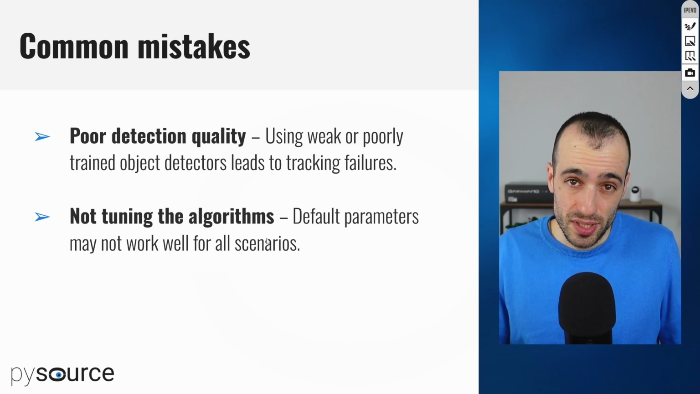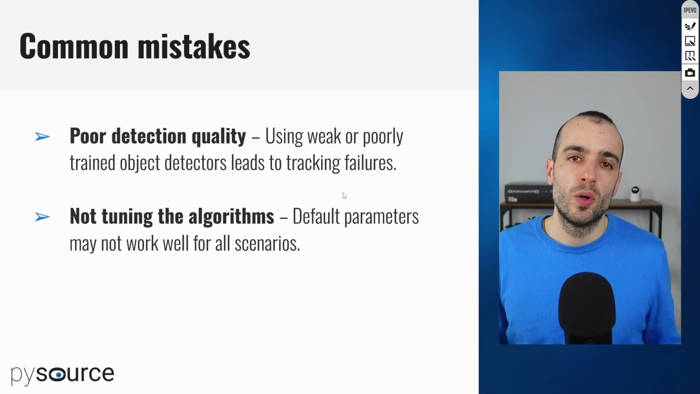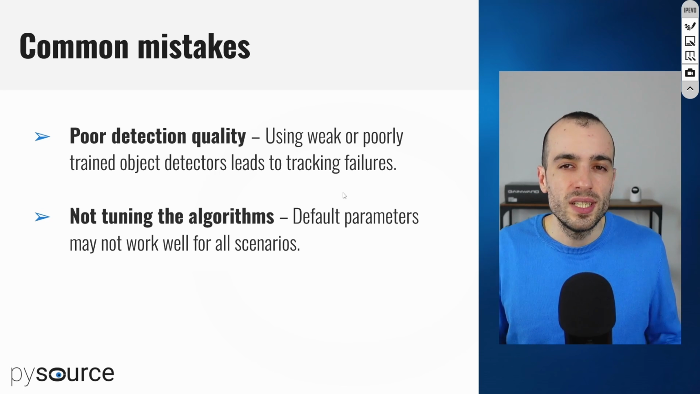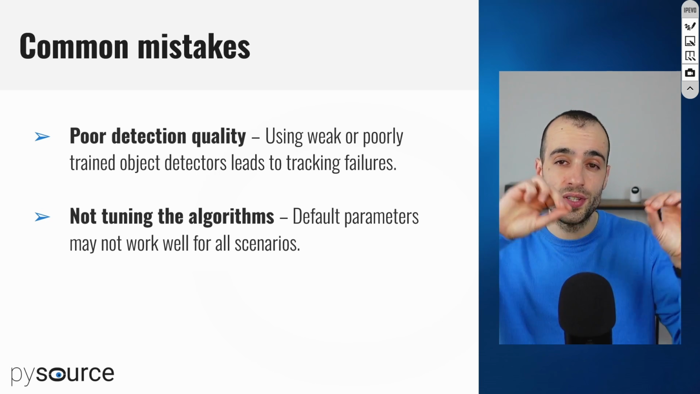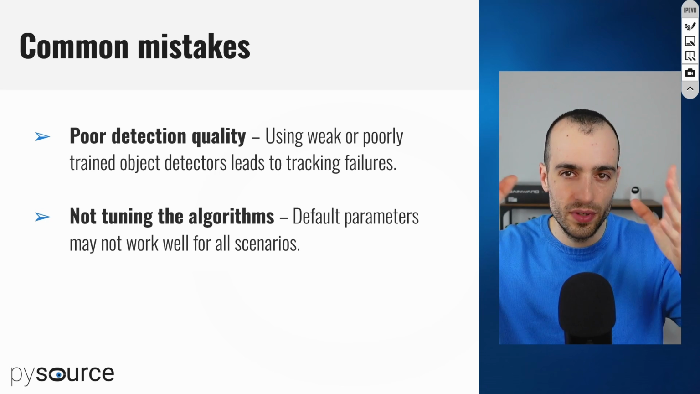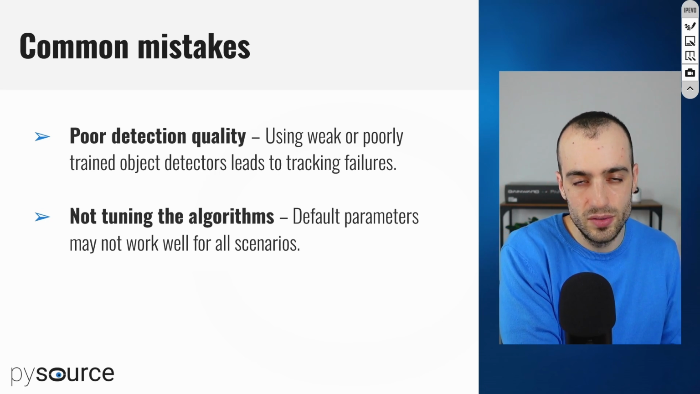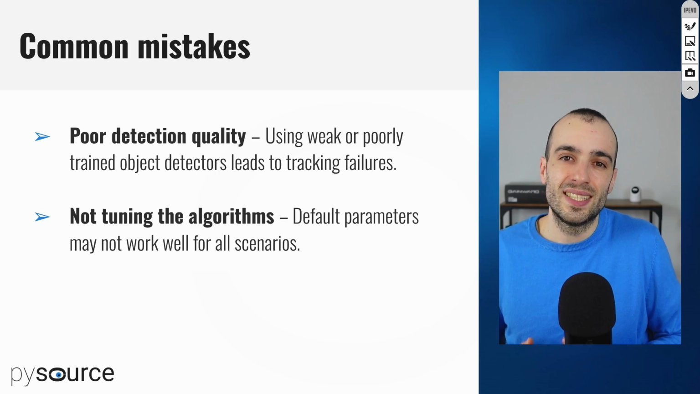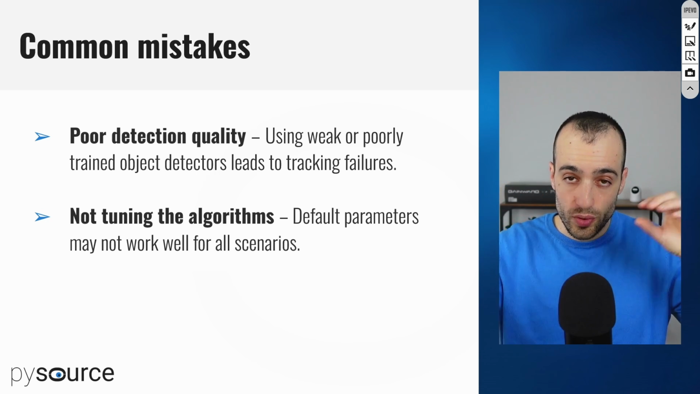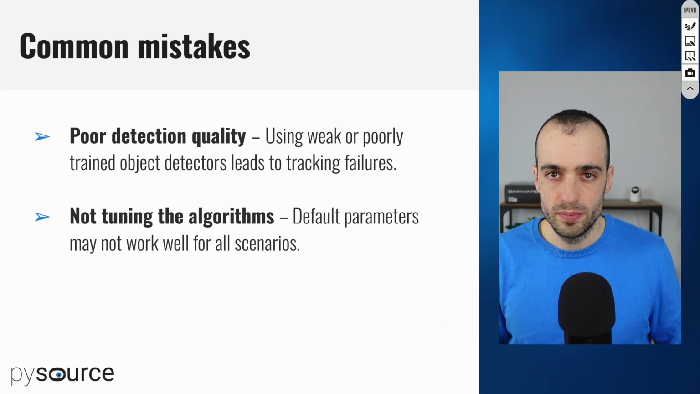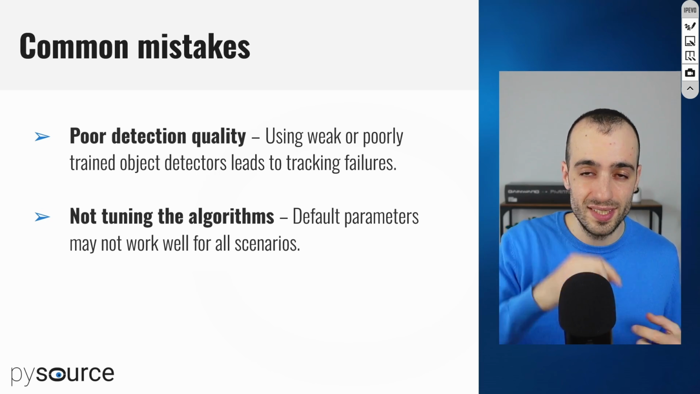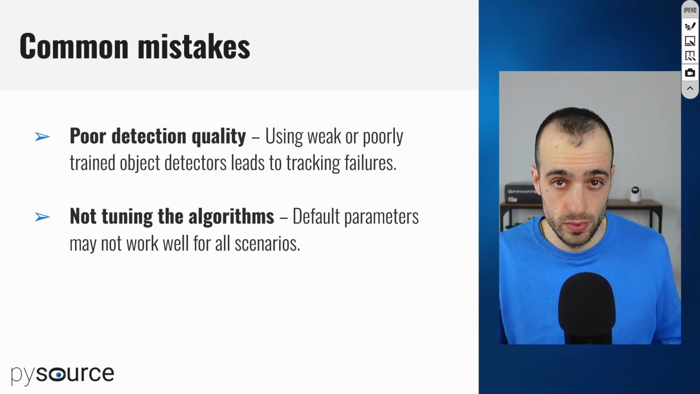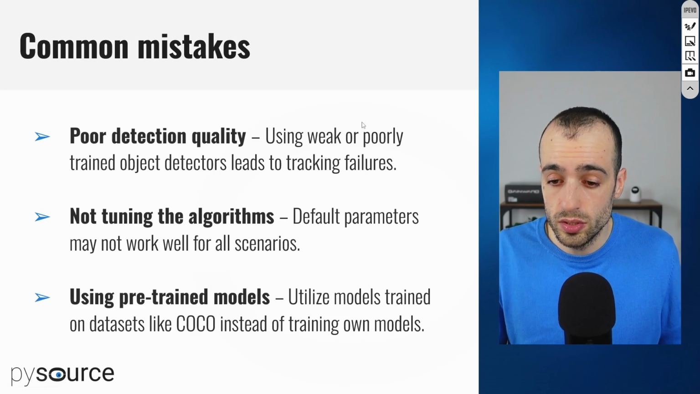Not tuning the algorithms. The algorithms that I showed you all have different parameters, and when you use the default ones, consider that each scenario is different. You also have different frames per second, so that's very important too. If you have a camera that works at 30 frames per second and a camera that works at 10, the way the tracking reacts is much different, because if you have a lot of frames, you have a very smooth movement. If you don't have many frames, then the movement is very laggy, and the algorithm needs to take that into account. So, not tuning the algorithm.